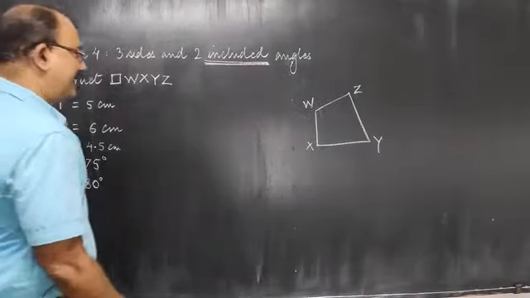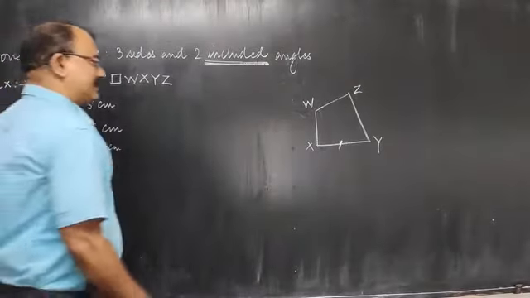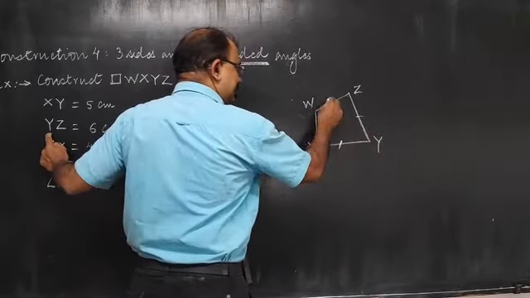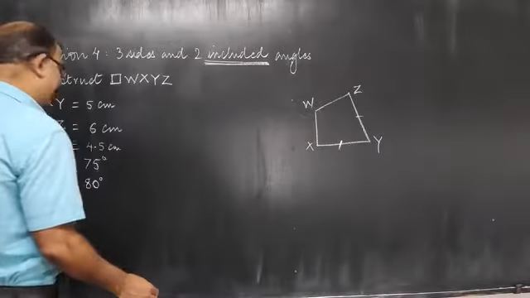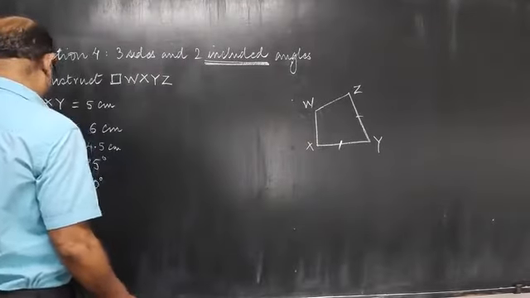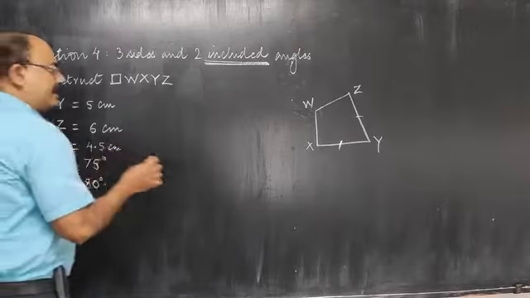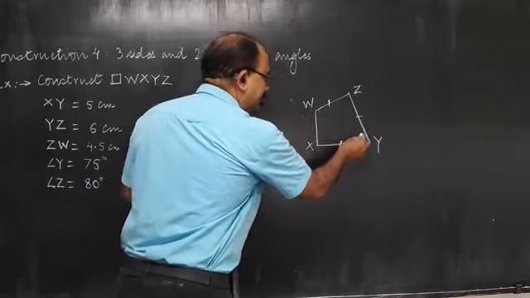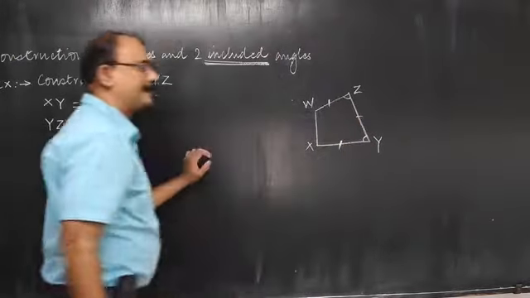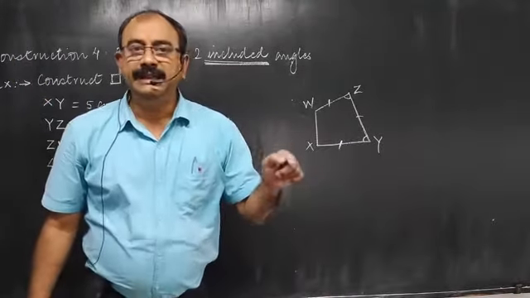So, what is given? XY is given. I'll just mark it. YZ is given. ZX is given. XY, YZ and... I'm sorry, XY, YZ and ZW. ZW is given. And these two angles are given. These two angles are called included angles.